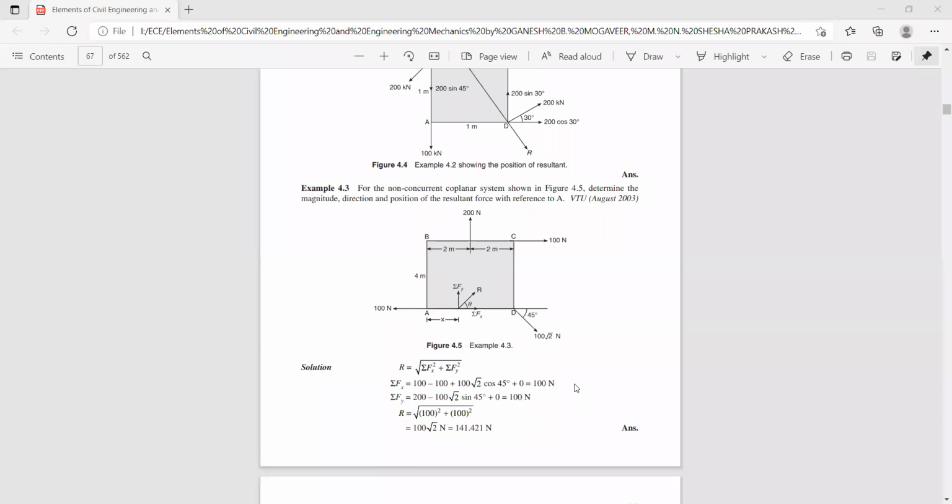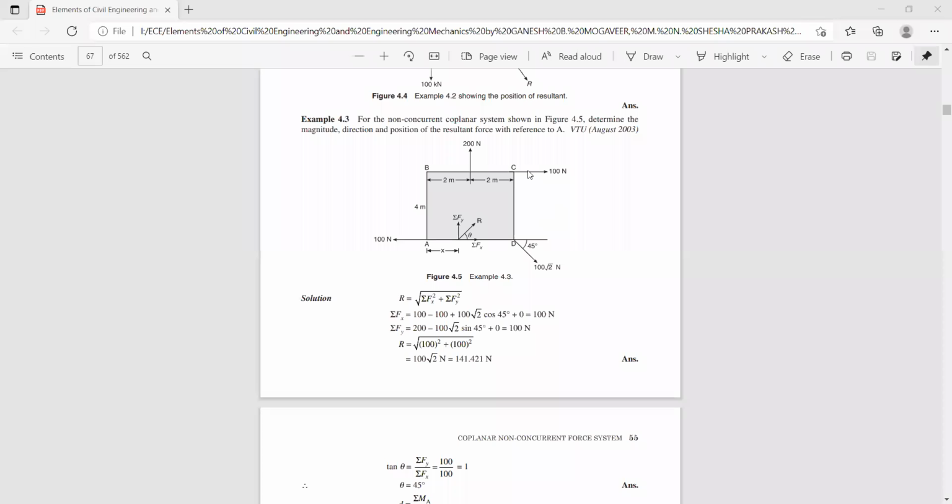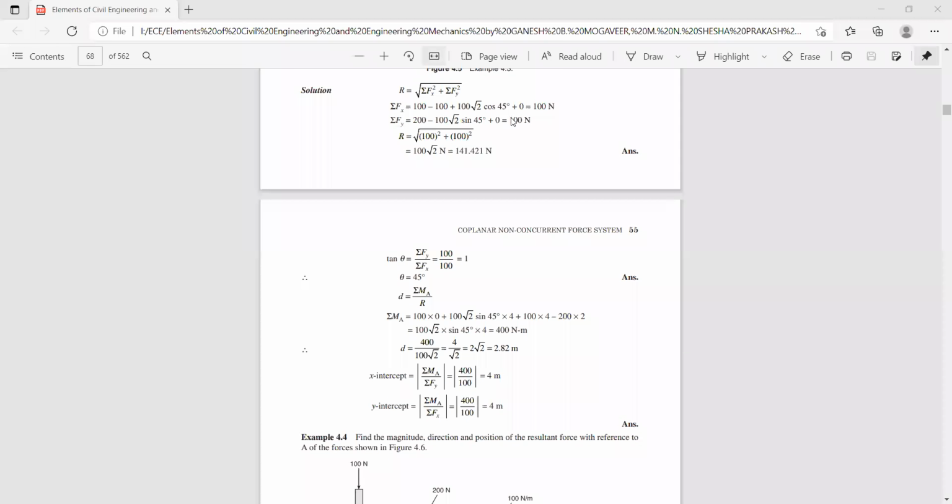So now let us check the sum of the moments. Sigma MA, you can see 100 into 0. That is again 100 root 2 sin 45 into the perpendicular distance 4, and the horizontal component 100 into 4. So sigma MA is 100 into 0 plus 100 root 2 sin 45 into 4 plus 100 into 4 minus 200 into 2. On simplification, we get the sum of moments as 400 Newton meter.